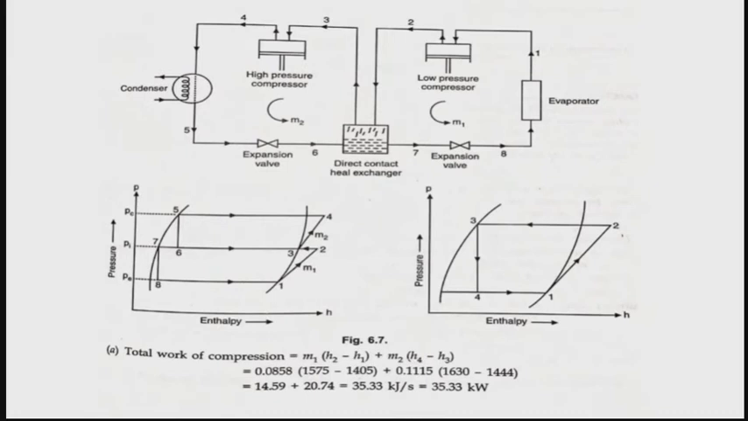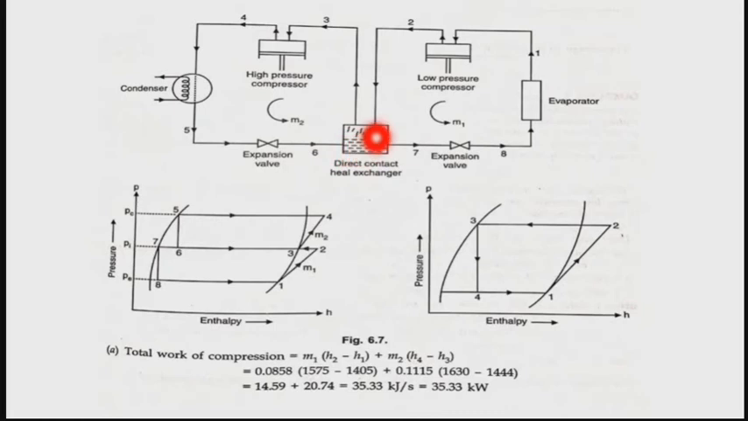Now we can see the schematic diagram also. The system is a two-stage compression. One is a low stage and another one is a high stage, and a heat exchanger is connected in between these two systems. From the starting, the evaporator is there. From the evaporator, the refrigerant at point 1 is flowing to the lower pressure compressor, where it gets pressurized, and then that pressurized refrigerant is passed through this direct contact heat exchanger, and it gets heat exchanged.